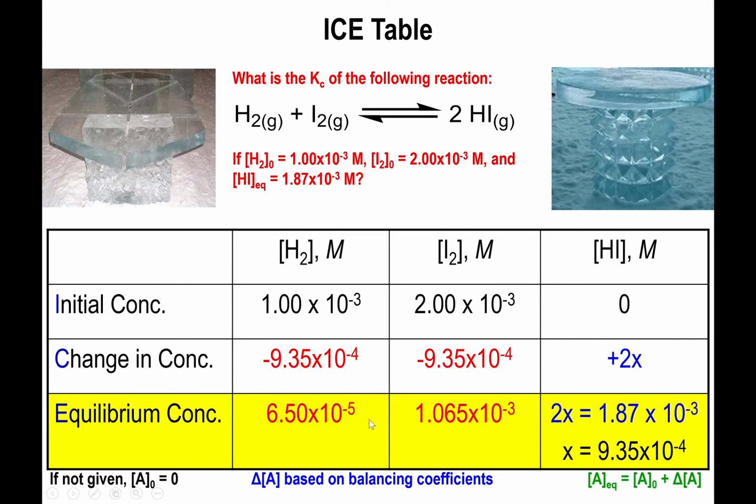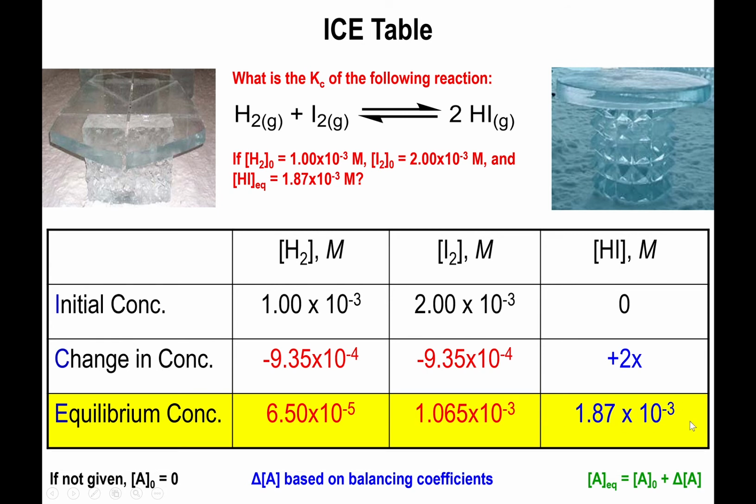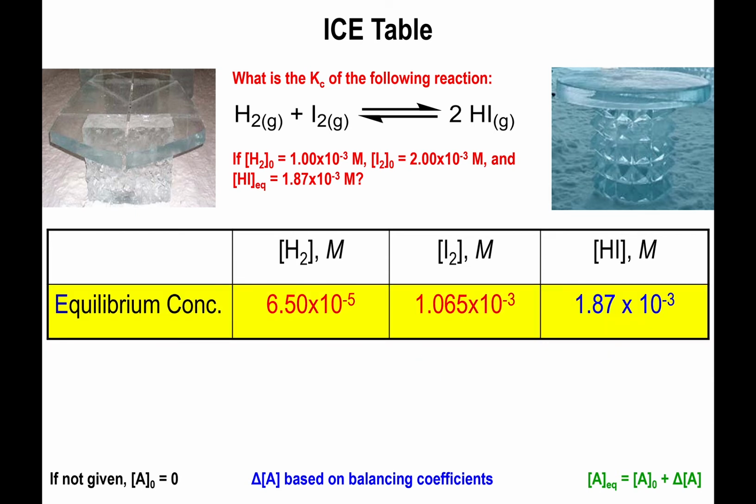So when you input that into the equation, you find out that the equilibrium concentration is going to be 6.5 times 10 to the negative 5 for H2, 1.065 times 10 to the negative 3 for I2, and of course 1.87 times 10 to the negative 3 for HI. Now that we know the equilibrium concentrations, I'm going to make some room here, we can finally input the products over reactants as an expression for your equilibrium.